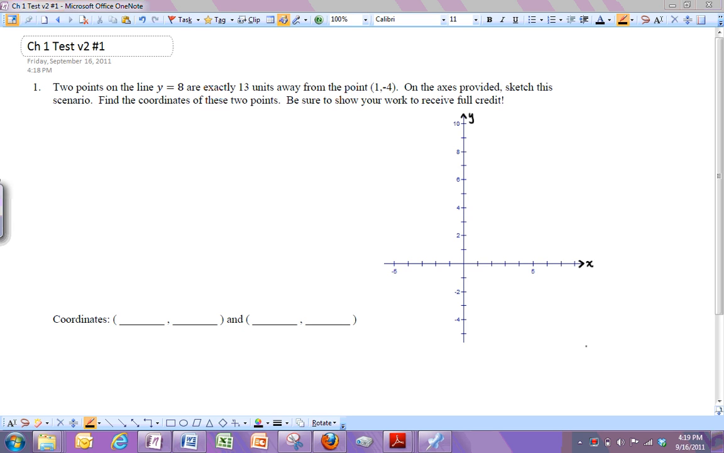So chapter 1 test, version 2, number 1. Make sure you're on the right version. This is the second one. So check your test that you're working on.